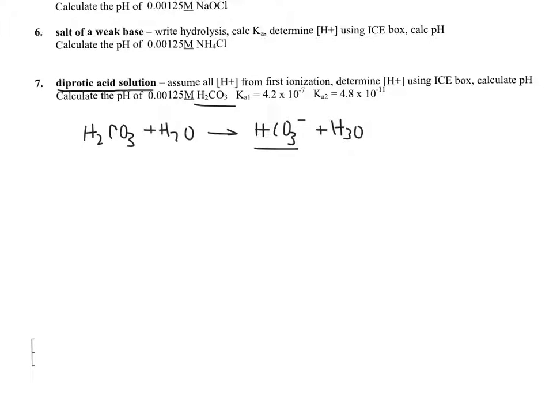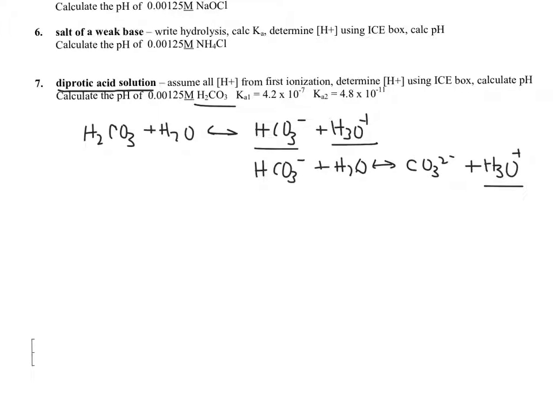However, this also has a proton that it can donate. So HCO3 in water can also donate a proton and end up making just carbonate ion. And again, another hydronium. So we see that we're actually creating hydronium twice.